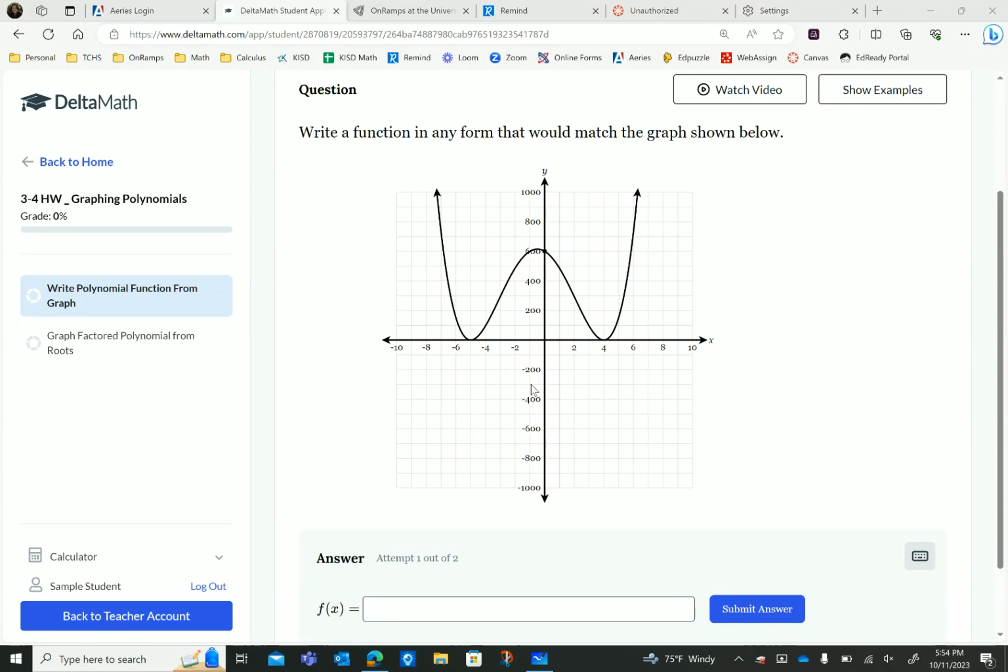Hello, here is some help on homework 3-4. Some of you have asked that I complete a couple of problems, just giving you an idea of how to do these problems.